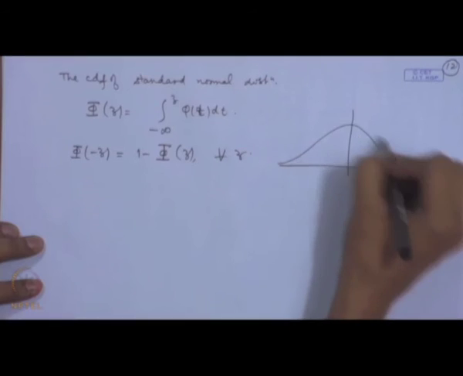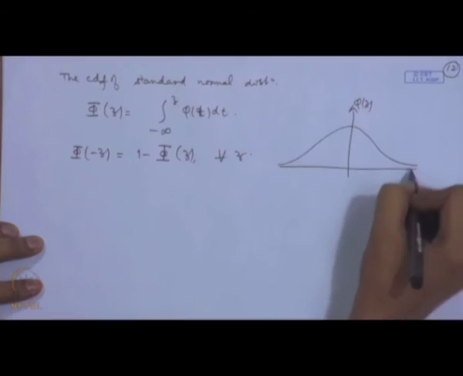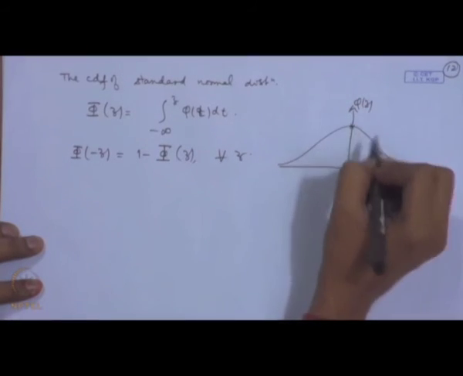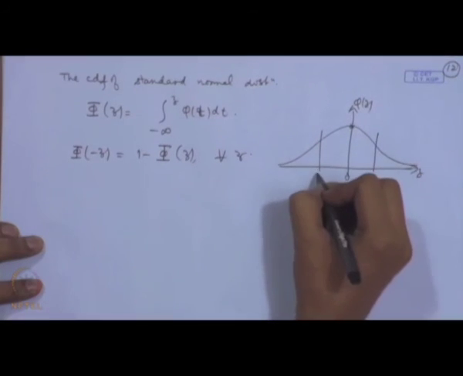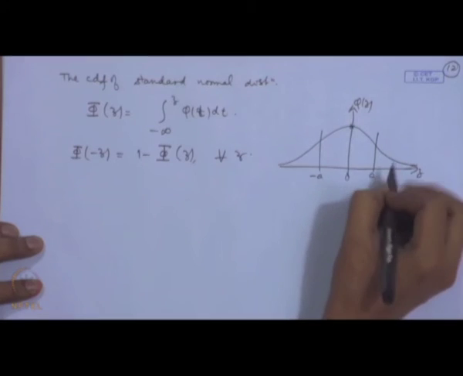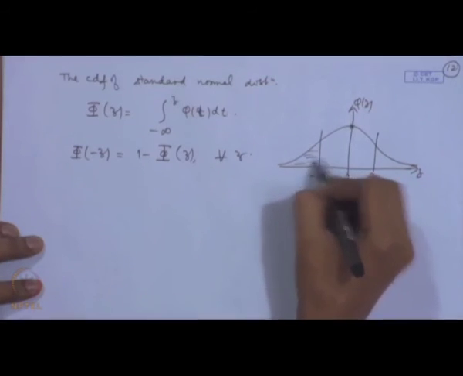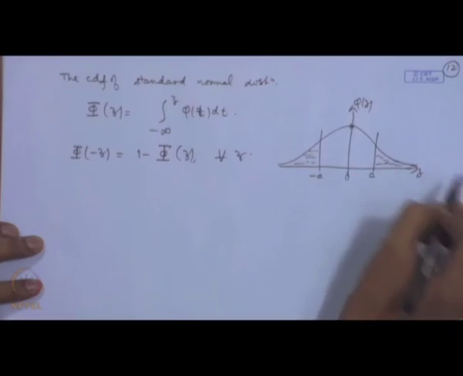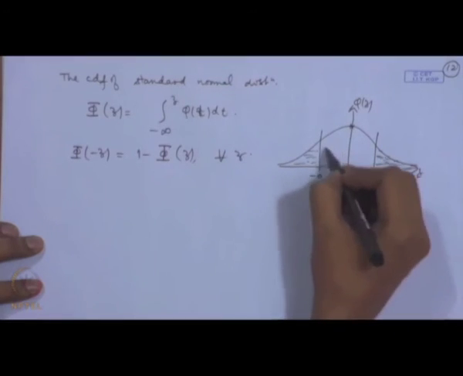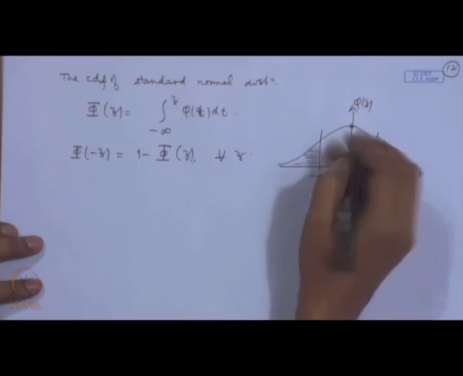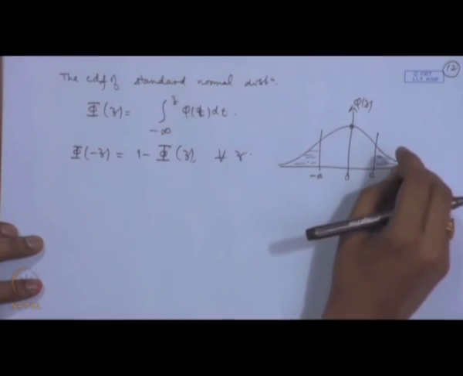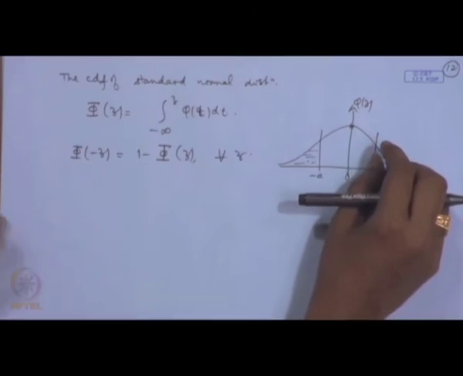So, this is say small phi of z, it achieves maximum at 0, it is symmetric. So, at say minus a and plus a, and if I consider the probability up to this point, this is the same as the probability beyond this point. So, in any symmetric region around 0, suppose I consider minus a to minus b and a to b, then they will also be the same.